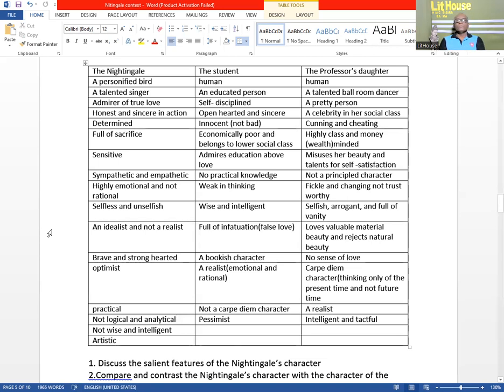Then let's move to the student's character. Now we discuss the Nightingale's character, the student's character. The student is a human. The nightingale is a personified bird. The student is a really real human. Therefore, he's a realist. If you are a real human, you are a realist, not idealist. Right? Okay?